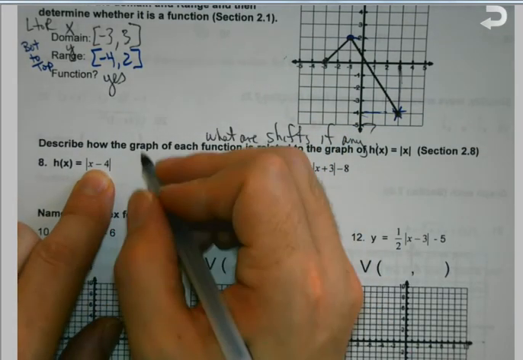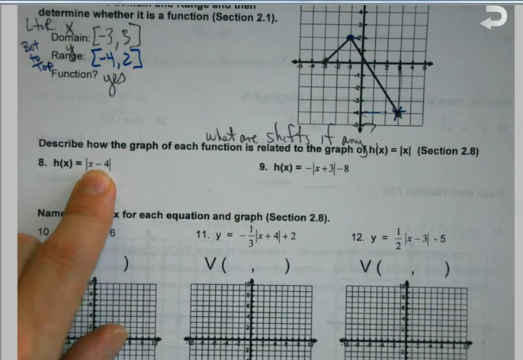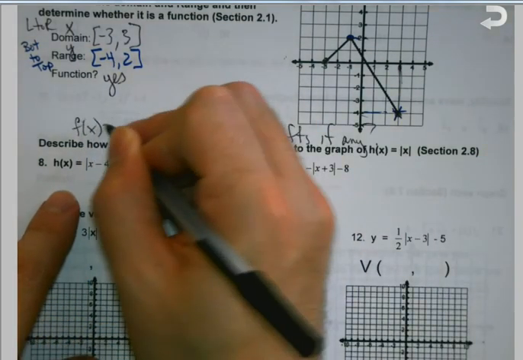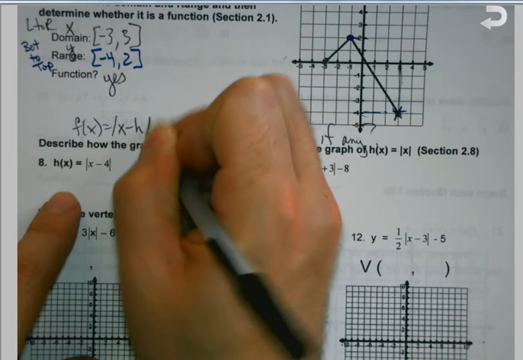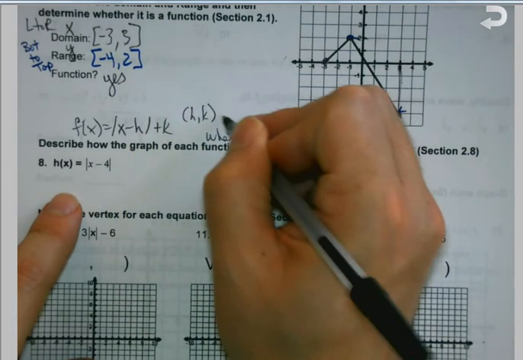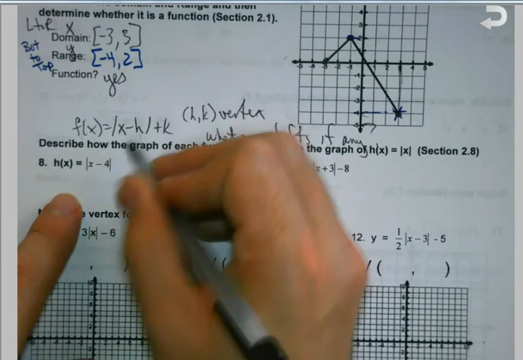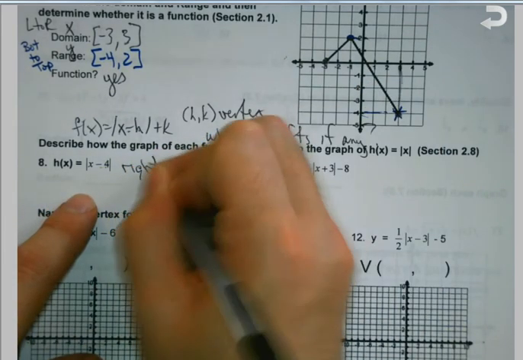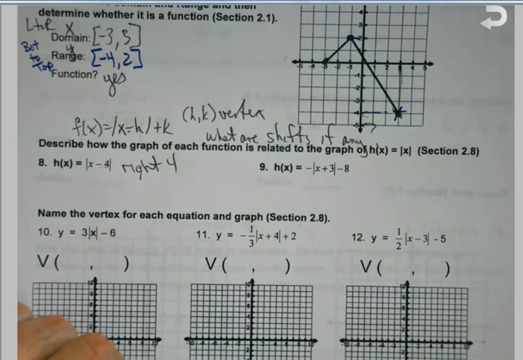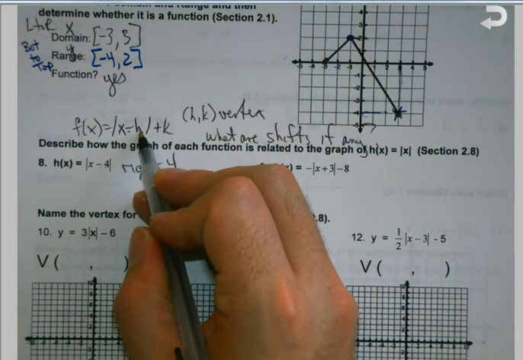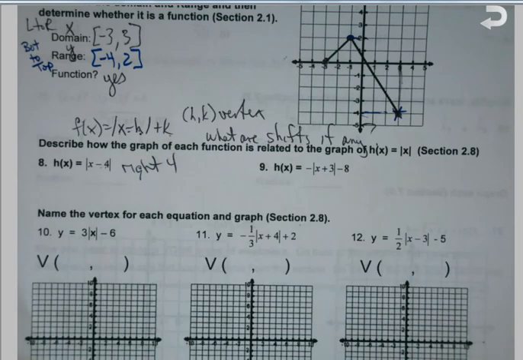Inside the absolute value is my left and right shift, but it's the opposite of what you think it is. Because again, when I'm doing these, x minus h plus k, hk is my vertex. So this is the opposite. The opposite of negative 4 is positive 4, which would be right 4, because again, inside my absolute value are my left and right shifts. My up and down shifts are outside.